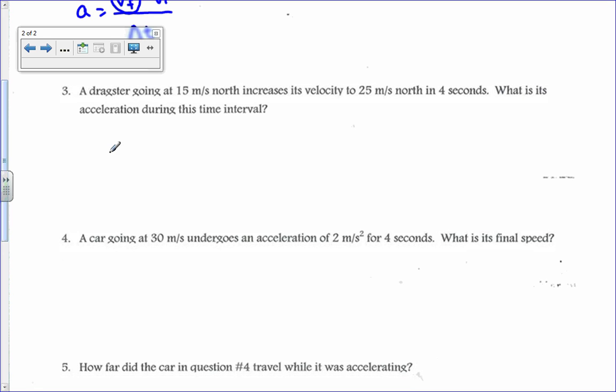Number 3, a dragster going at 15 meters per second, there's the initial velocity, increases its velocity to 25 meters per second, there's the final, in 4 seconds, there's the time. This one is very straightforward. Acceleration is final minus initial over time.